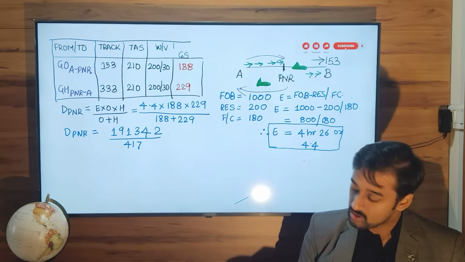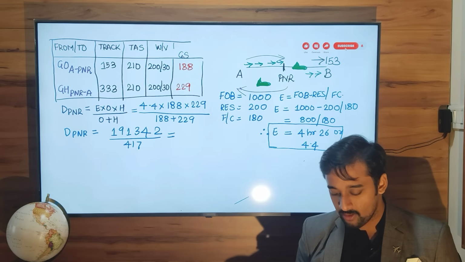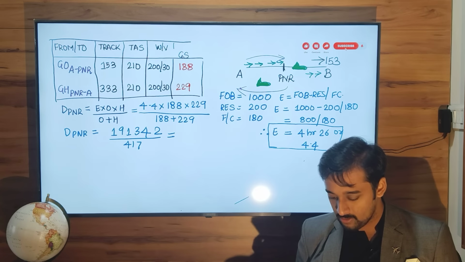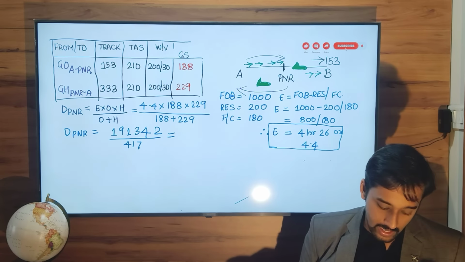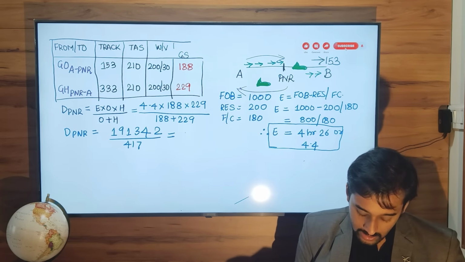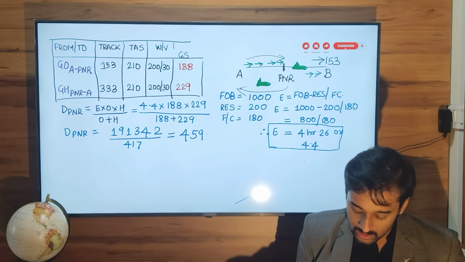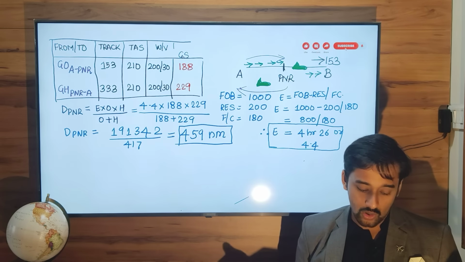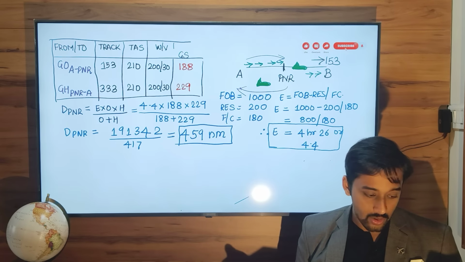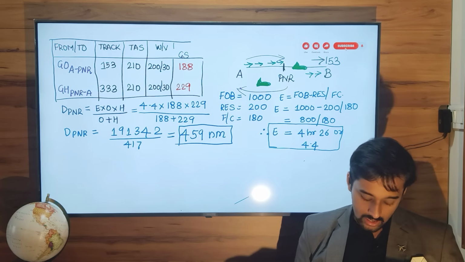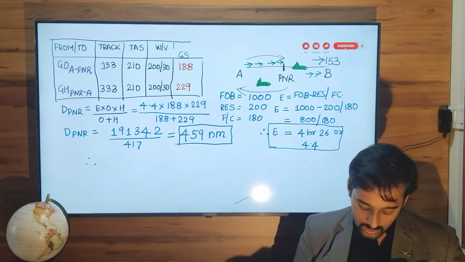188 plus 229 is 417. So distance to PNR is 191342 divided by 417. So 458.8, approximately 459 nautical miles. So that is the answer that you have. 459 nautical miles.